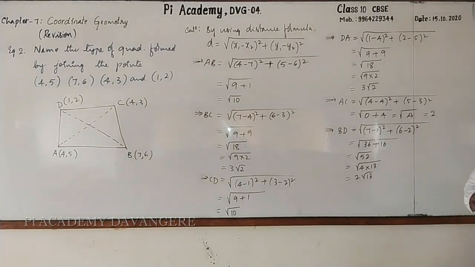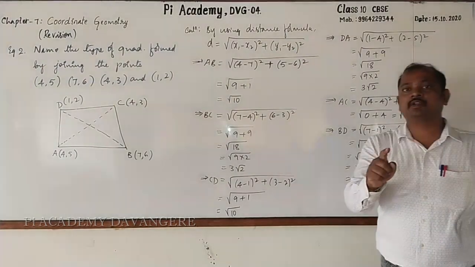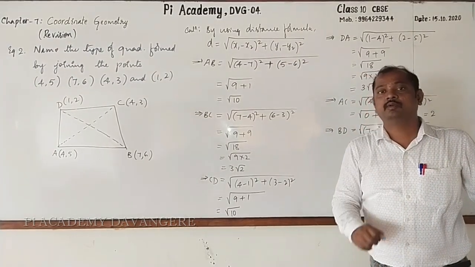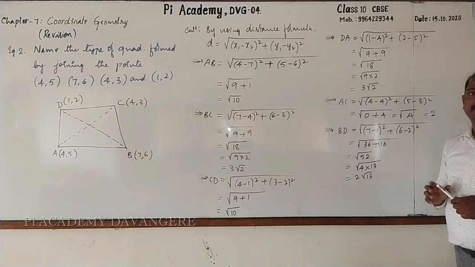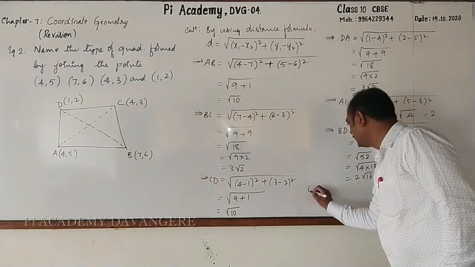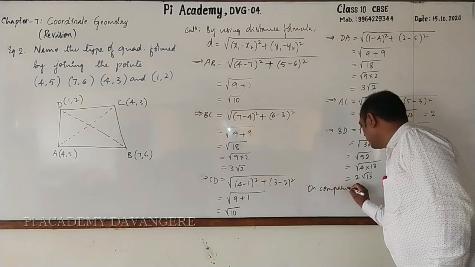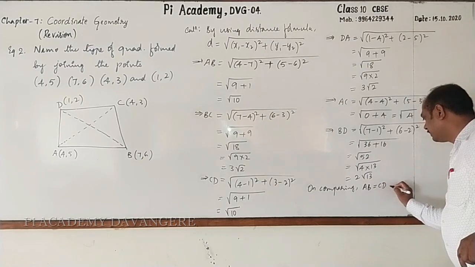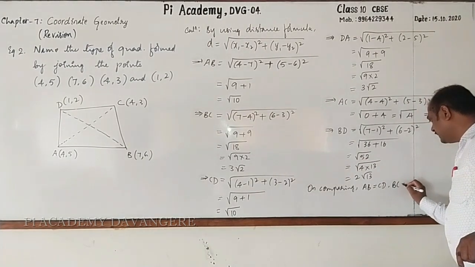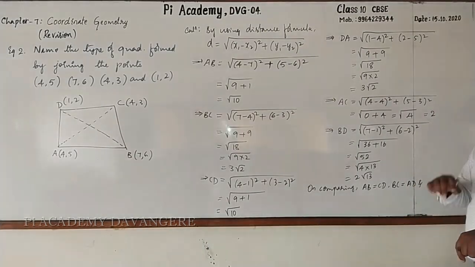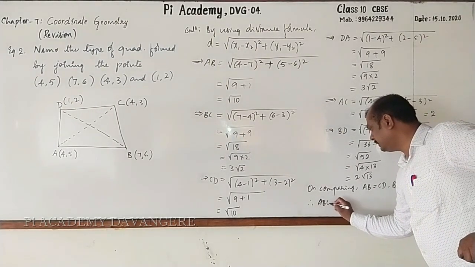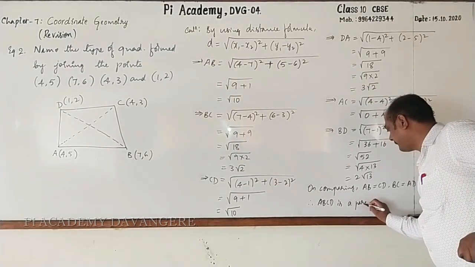Whether the diagonals are equal? No. What do you call a quadrilateral in which opposite sides are equal and diagonals are unequal? Very good. It is a parallelogram. Followed? On comparing, we can write AB equal to CD, then BC equal to AD, and diagonals AC not equal to BD. Therefore, ABCD is a parallelogram.